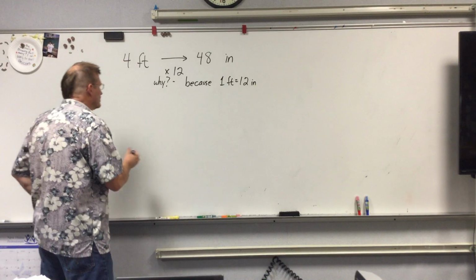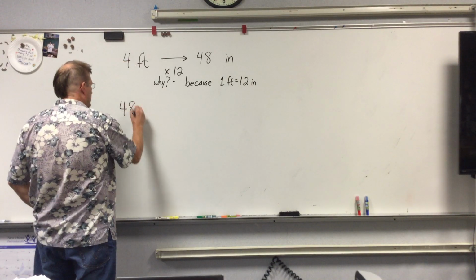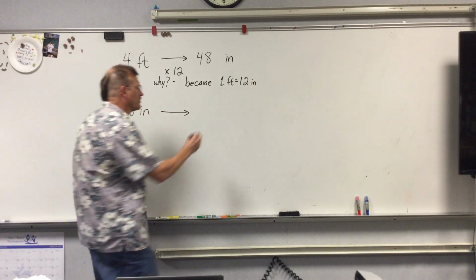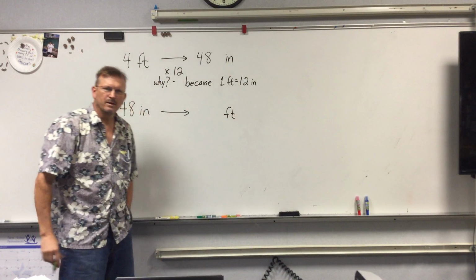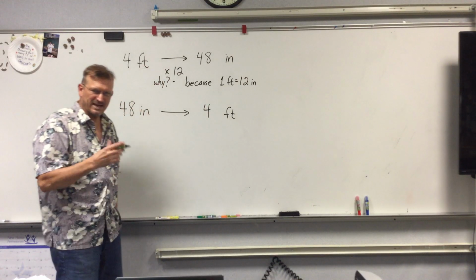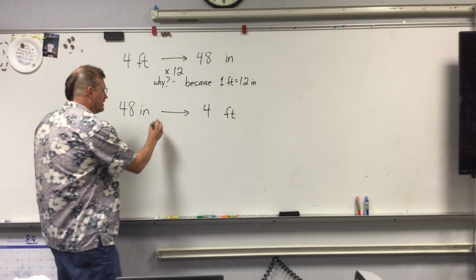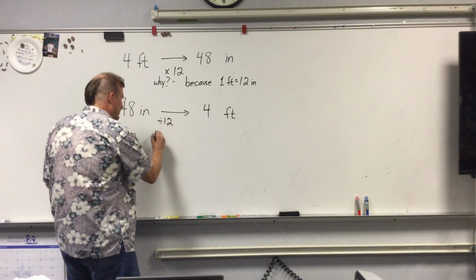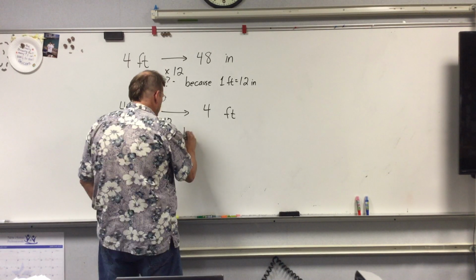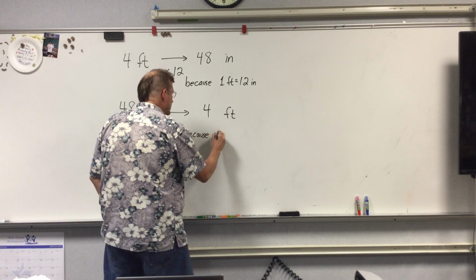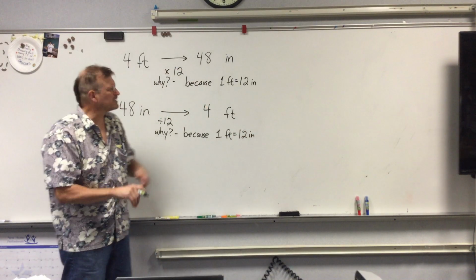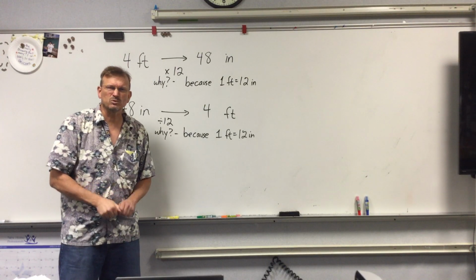All right, so let's do this one. I want you to take 48 inches and I want you to convert it over to feet. Now again, people go, math is super easy, no problem, that's 4. And then I ask, okay, what did you do? Well, I divided by 12. And then I ask, why did you do it? And they say, because 1 foot equals 12 inches. Or sometimes they'll say, because 12 inches equals 1 foot.